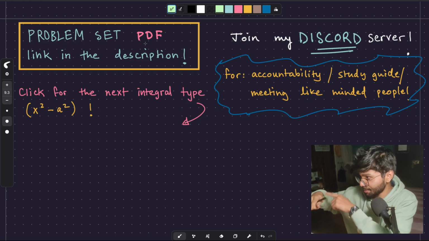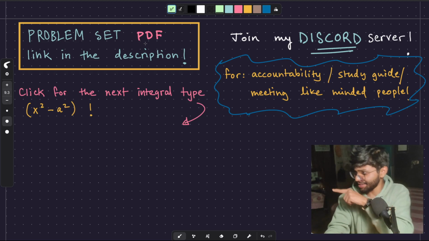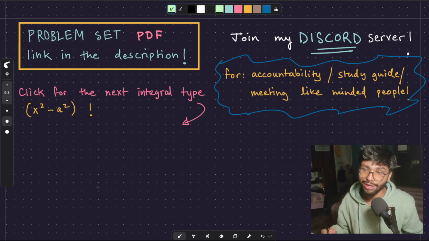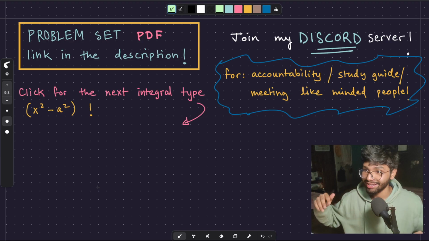And click this over here. I guess this side, this thing over here. Click the video for the next integral type. That's x squared minus a squared. So it's going to be amazing.